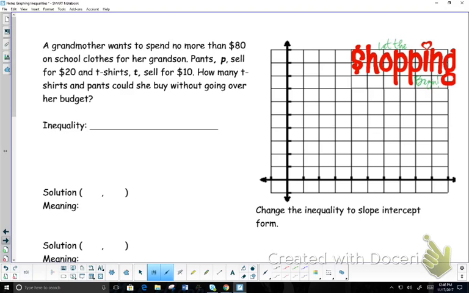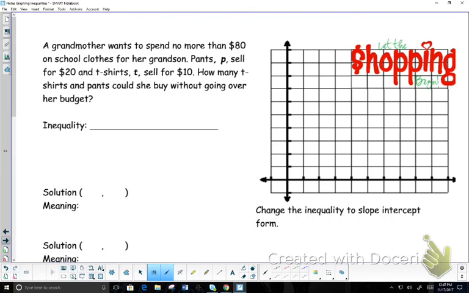So in our shopping scenario, this is still that standard form. You remember in that last thing we had to write some standard form equations and they were a little different? It's okay, I'm going to do it with you. A grandmother wants to spend no more than $80. Do you think Grandma's willing to spend $80? Yes. Will she spend 100? No. Will she spend 40? No.